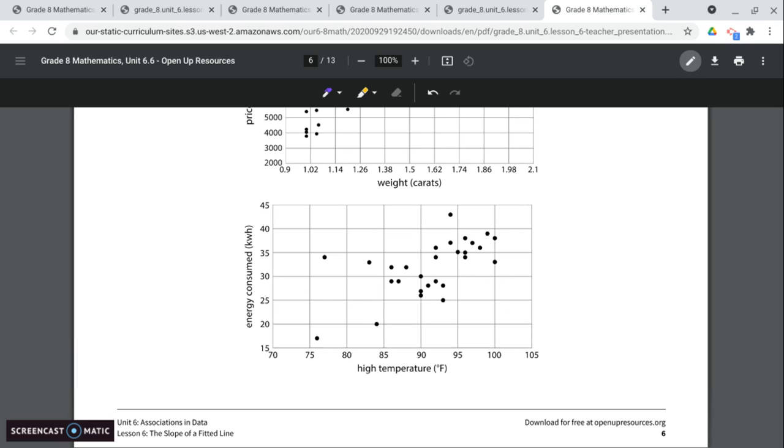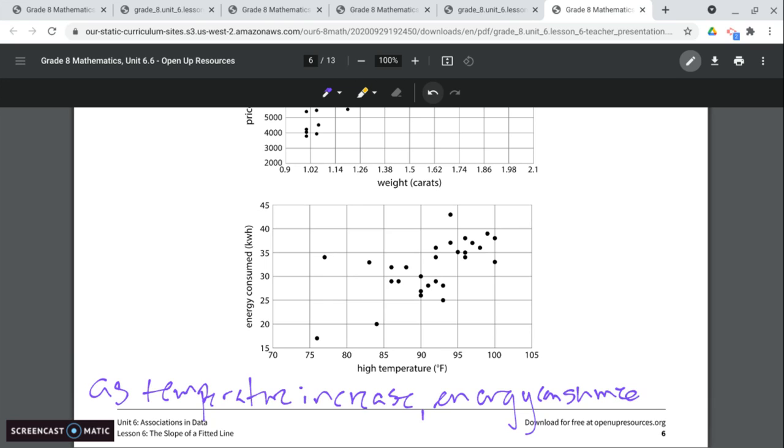So as temperature increases, energy consumed increases.